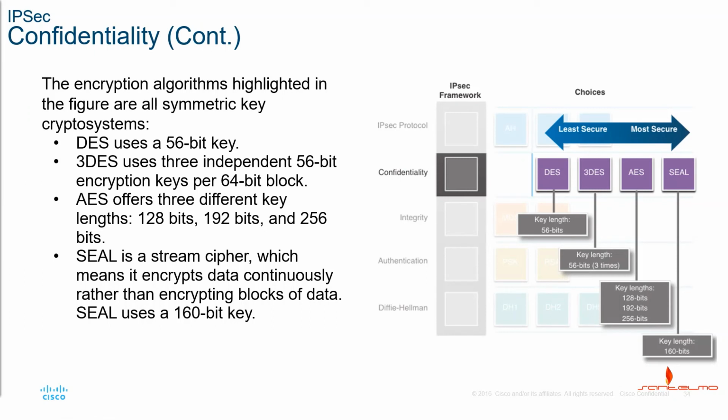Next, continuation. The encryption algorithms highlighted in the figure are all symmetric key crypto systems. DES uses a 56-bit key. 3DES uses 3 independent 56-bit keys. That's why it's called 3DES. The AES offers 3 different key lengths: 128, 192, and 256 bits. SEAL is a stream cipher, which means it encrypts data continuously rather than encrypting blocks of data. SEAL uses a 160-bit key. So the higher the number of bits, the more secure your data is. The choice of encryption algorithm would merely depend on the administrator.